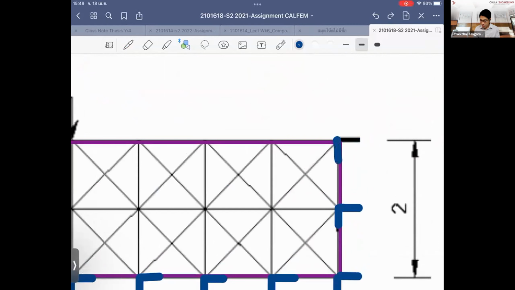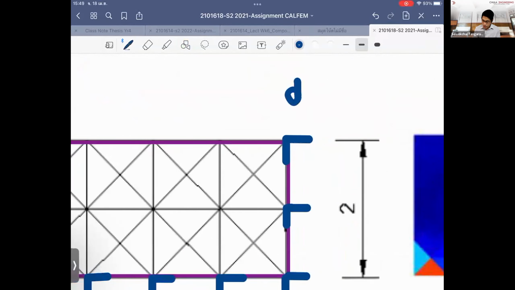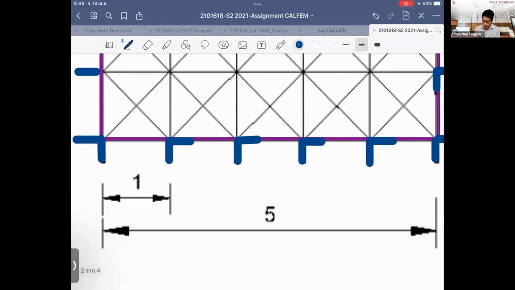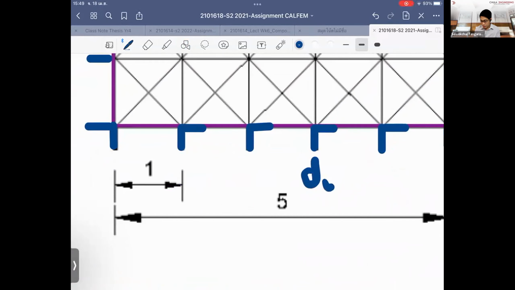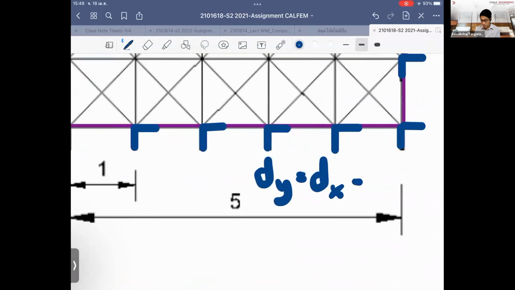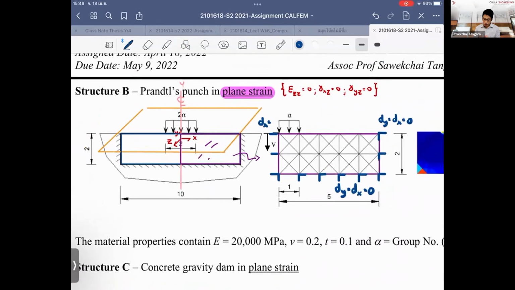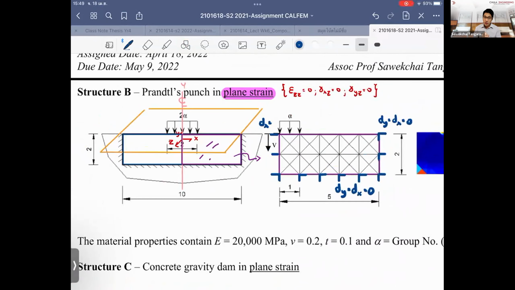And I simply call them that the displacement along this edge is equal to 0, and at the bottom one as well. Right, so I have already defined the boundary conditions.